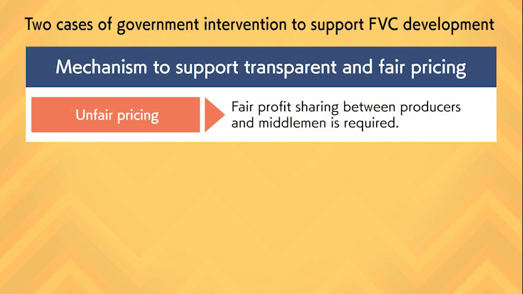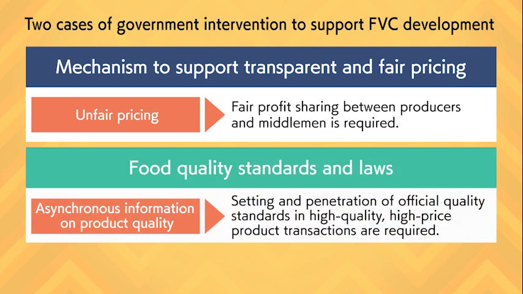One is the creation of a mechanism to support transparent and fair pricing, and the other is the regulation of food quality standards and laws. Let's take a look at an example of creating a mechanism to support transparent and fair pricing. This example of wholesale market regulation in Japan dates back about 100 years and has majorly impacted current agricultural product distribution.